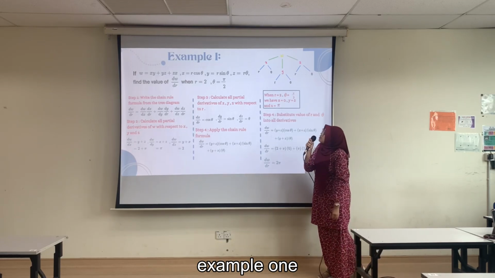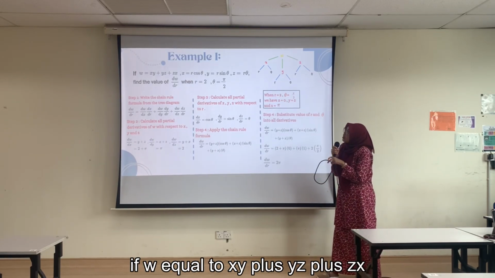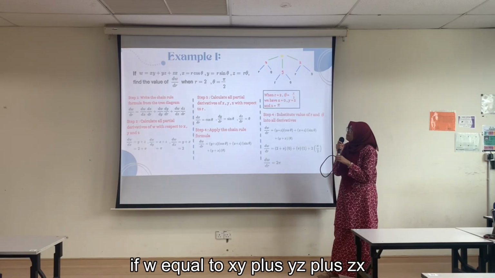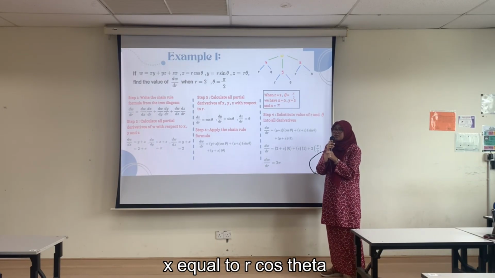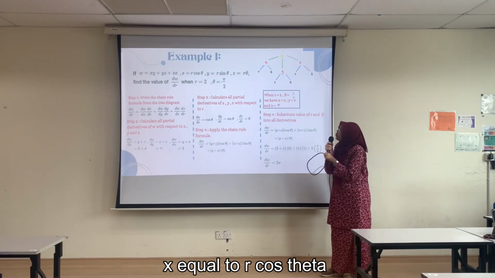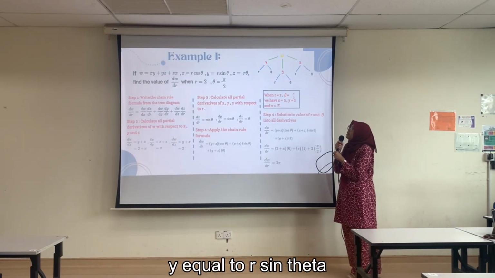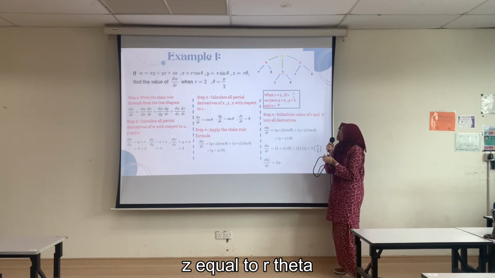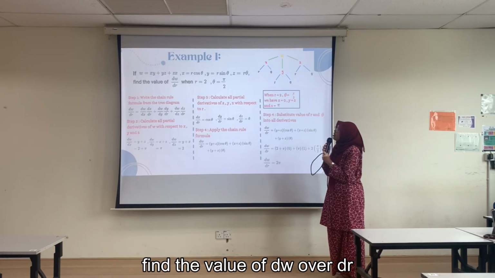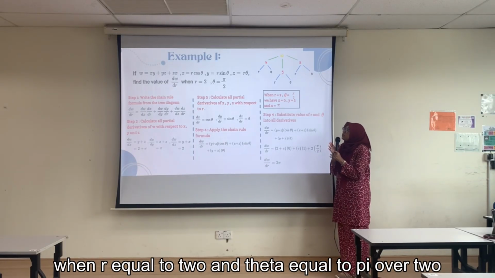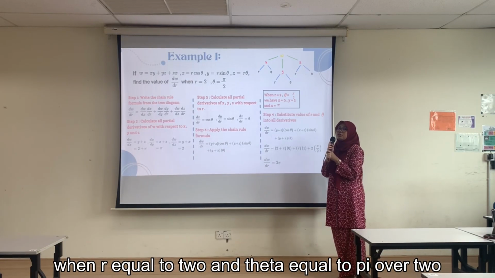Okay, example 1. If W equal to xy plus yz plus zx, x equal to r cos theta, y equal to r sin theta, z equal to r theta. Find the value of dw over dr when r equal to 2 and theta equal to pi over 2.